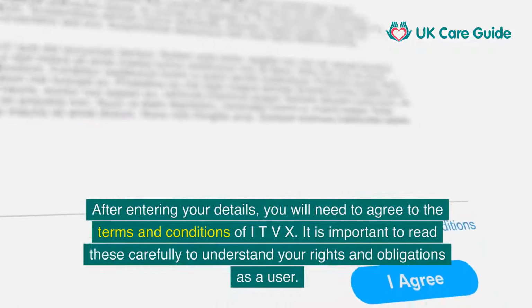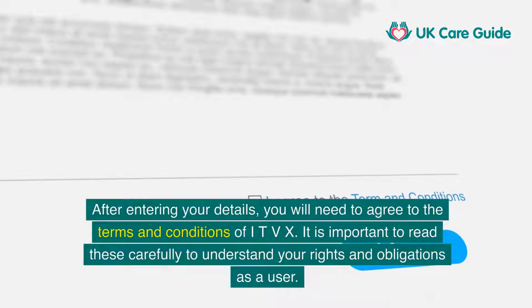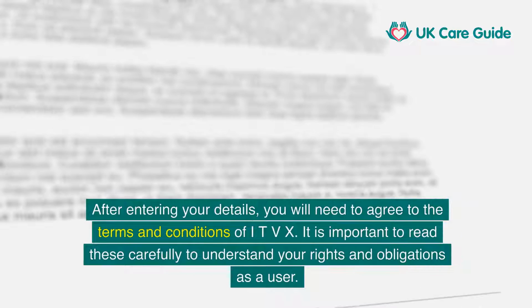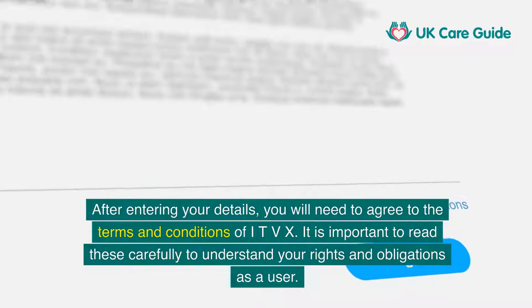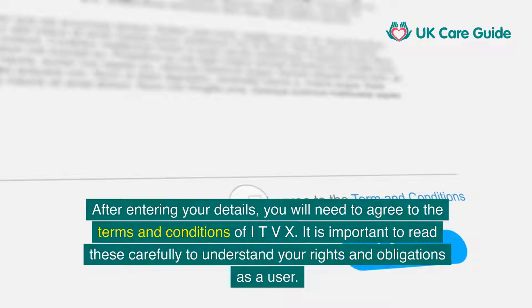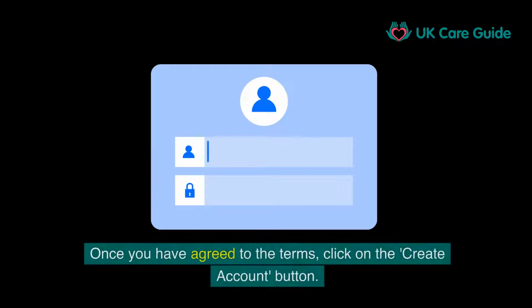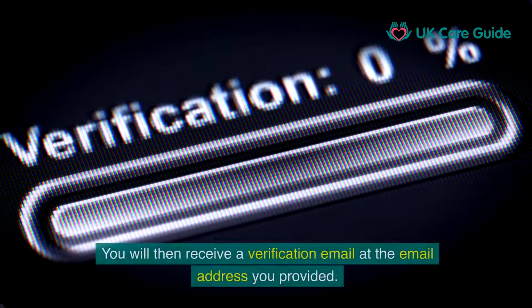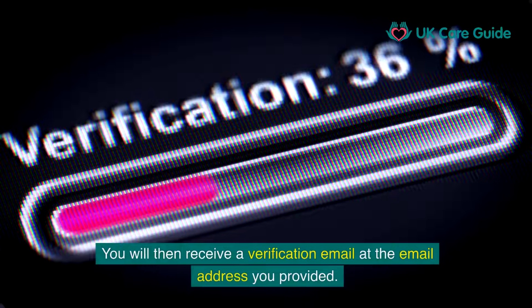After entering your details, you will need to agree to the terms and conditions of ITVX. It is important to read these carefully to understand your rights and obligations as a user. Once you have agreed to the terms, click on the Create Account button. You will then receive a verification email at the email address you provided.